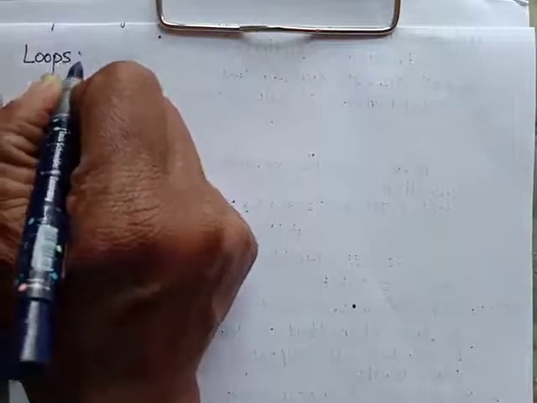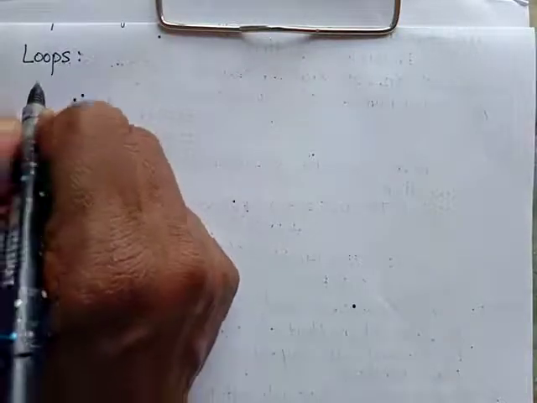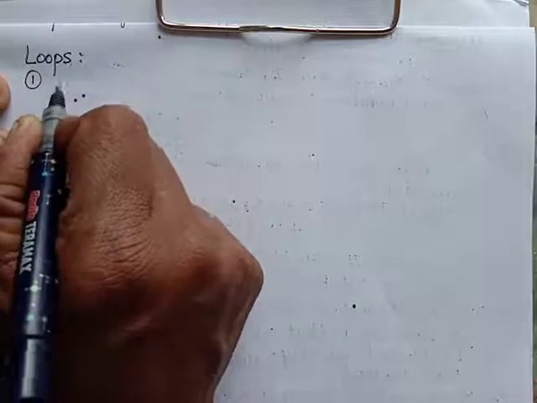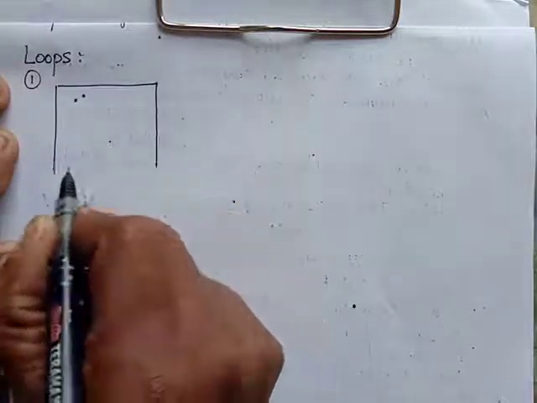Students, now let's continue the next part of our chapter. The next part is, first of all, loops. What are loops? For that, let me give some diagrams to you. Suppose we have such a transportation table.